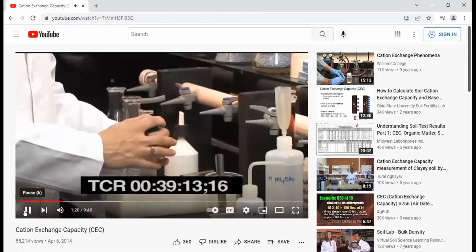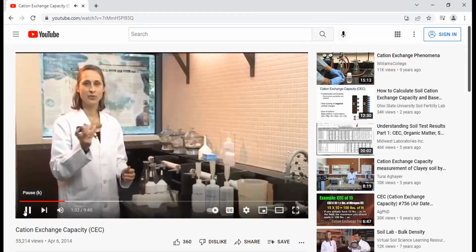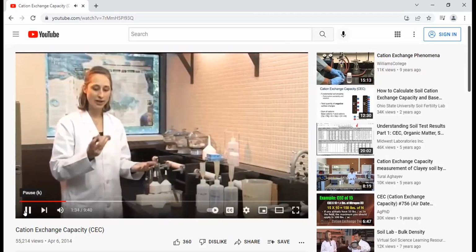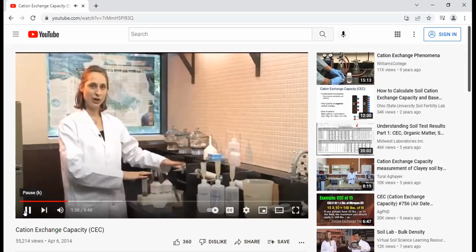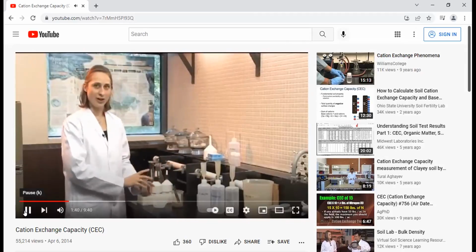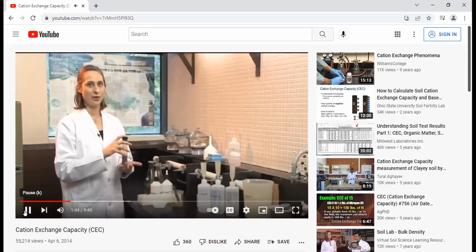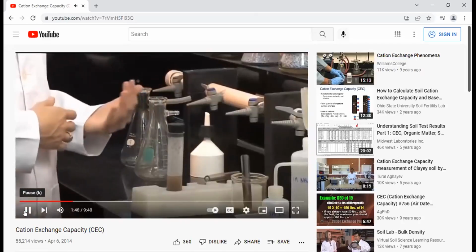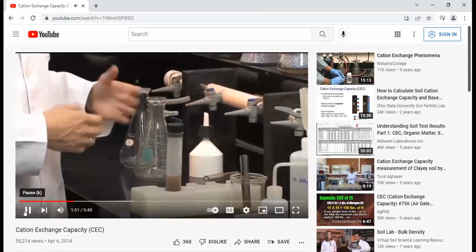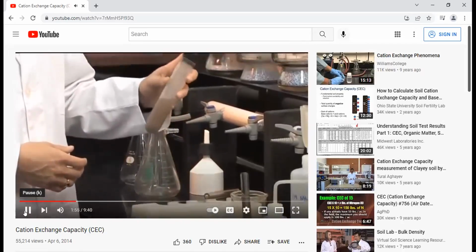And stopper that up. We want that to shake for about 5 minutes. If you're doing a lot of these samples, you want to line them all up in your tray and put them on an automatic shaker. Then you want to let it stand overnight. So let's pretend we've had a good night's sleep, we've come back, and the next morning, we're going to shake them up again for 15 minutes.